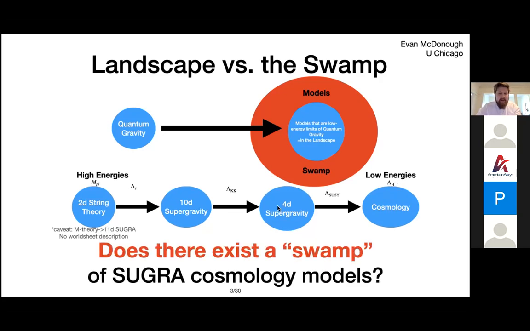What I want to ask, focusing on this stage here, thinking about these 4D supergravity models, is how this interfaces with the swampland. And this is what I'm going to come to near the end: does a swampland even exist? Can we establish the existence of a swampland for supergravity cosmology models?